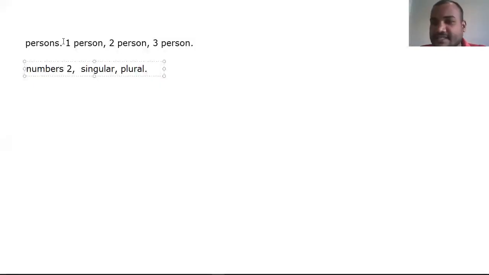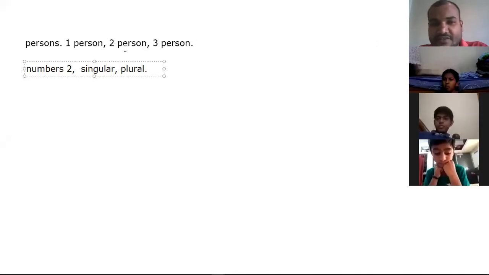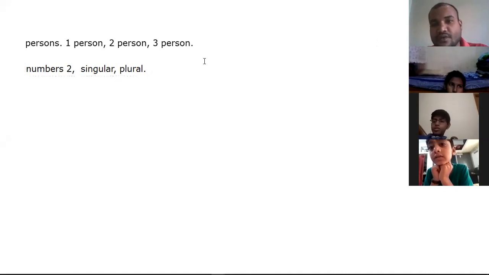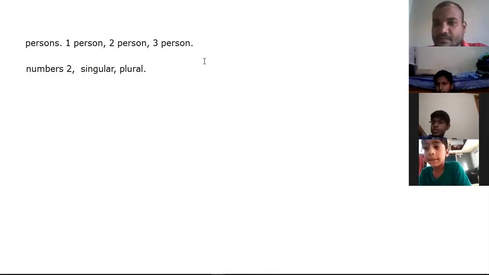So, as we discussed in our last class, there are three persons: first person, second person, and third person. And then there are two numbers in the English language: singular and plural. Simply we can call these the number of nouns. Very good. So today we are going to practice a little bit interesting concept, which is very important to frame sentences.